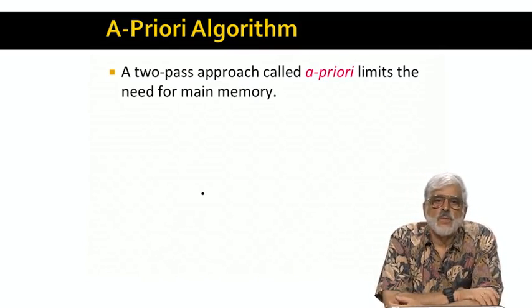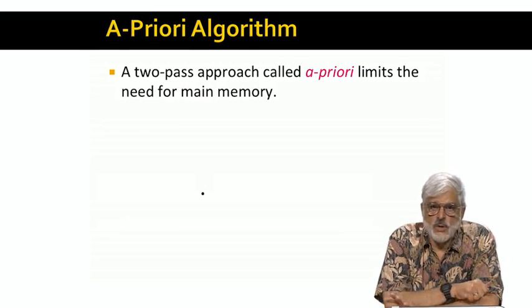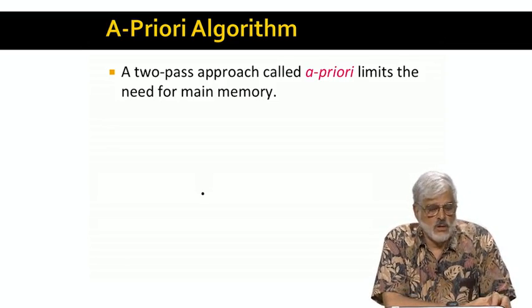We can think of the a priori algorithm as a two-pass algorithm, since that is what it needs to find frequent pairs. But as we just said, if you want to go past pairs to larger itemsets, then you need k passes to find frequent itemsets of size up to k.